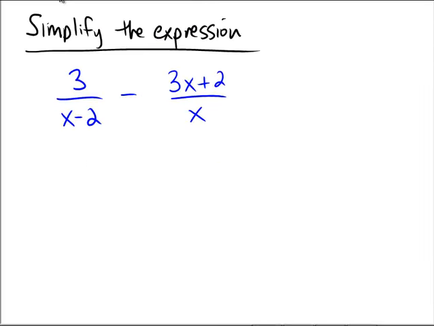In class I showed you a little technique, a shortcut for adding together fractions with a cross multiply type trick. But here on the video, because I don't have my arms to show you, I'm just going to do this in the standard way. So 3 over x minus 2 minus (3x plus 2) over x.